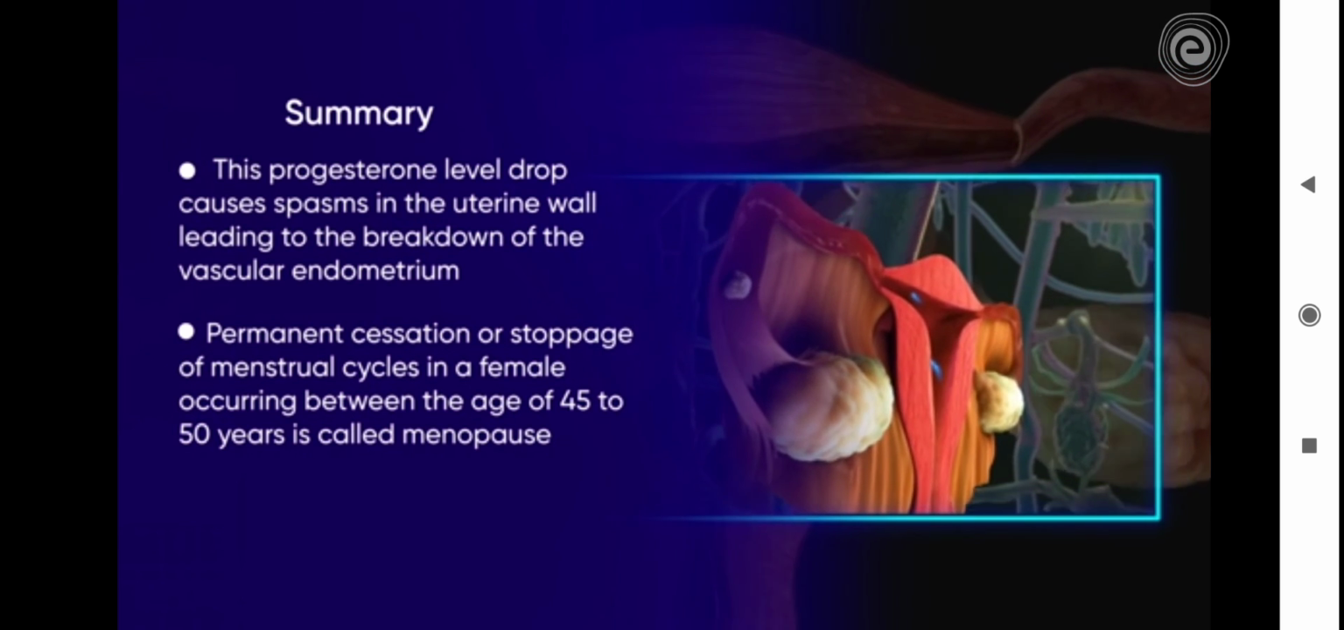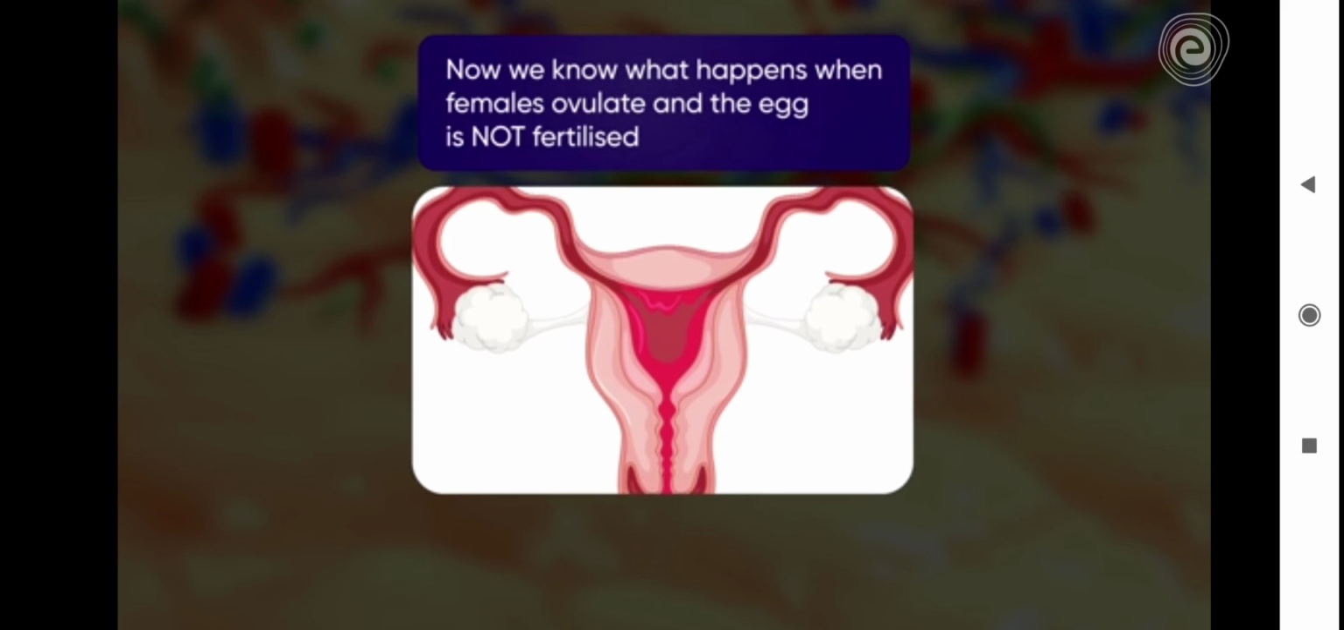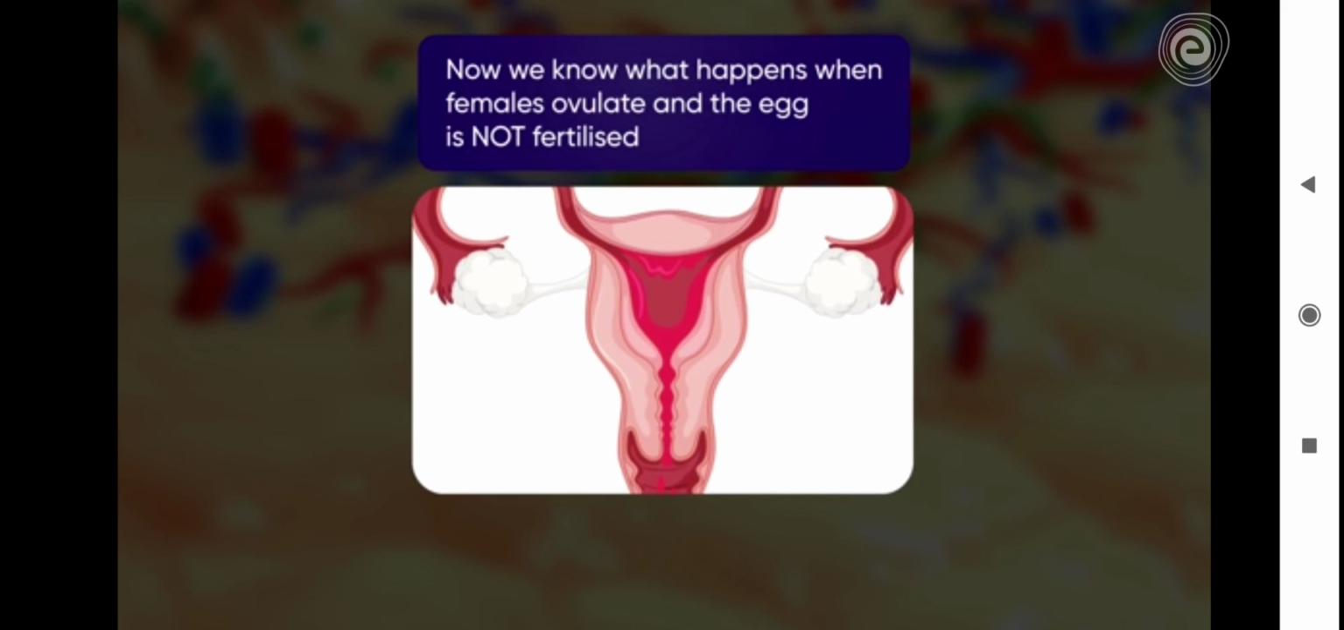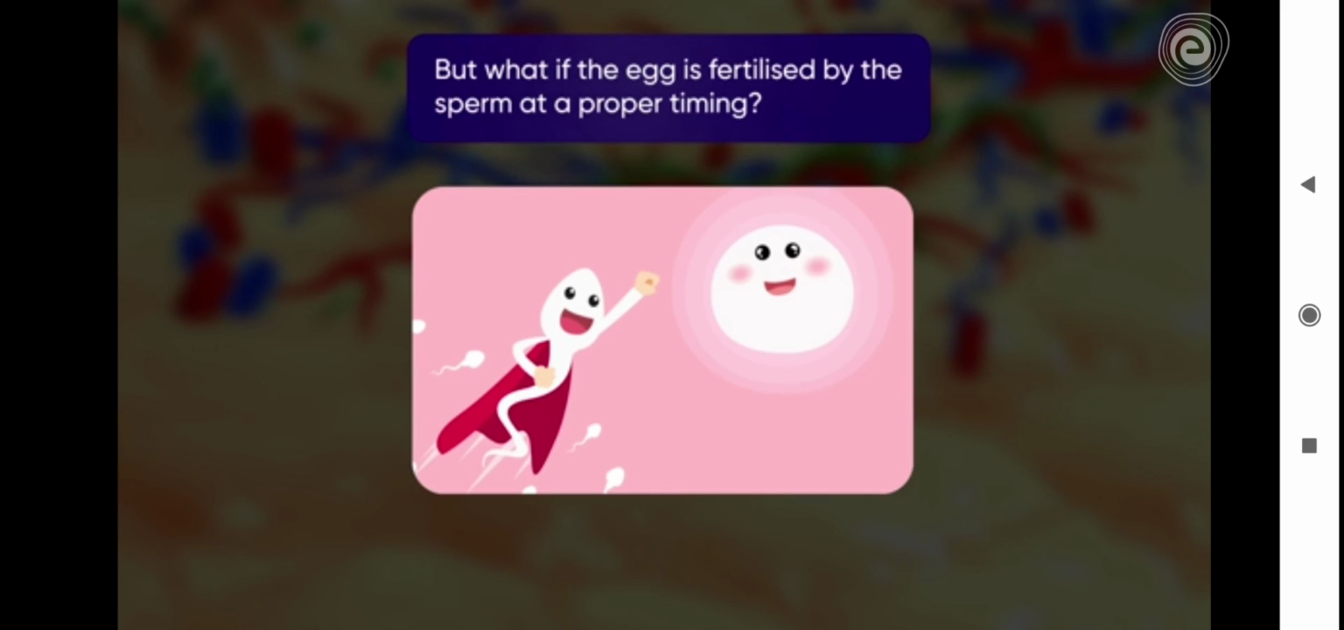Now we know what happens when females ovulate and the egg is not fertilized. But what if the egg is fertilized by the sperm at a proper timing? We'll dive into the topic.